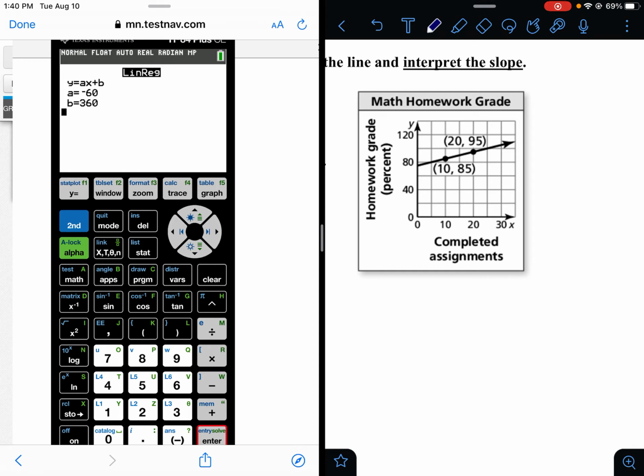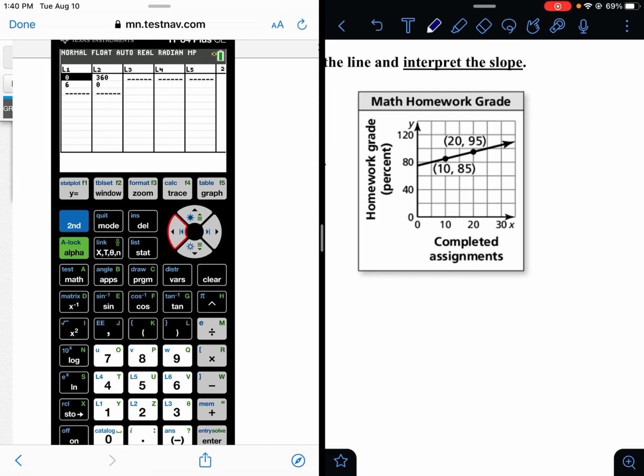We could try the same concept here, homework grade in percent versus completed assignments. So obviously the more completed assignments you do, the higher your grade goes. That's what this is telling us. But we can calculate the exact equation here by, again, going to stat and edit. Now, again, I can delete these. I could just hit the delete button, and that will delete them. Or you could go up to the top and hit clear. That will also delete them.